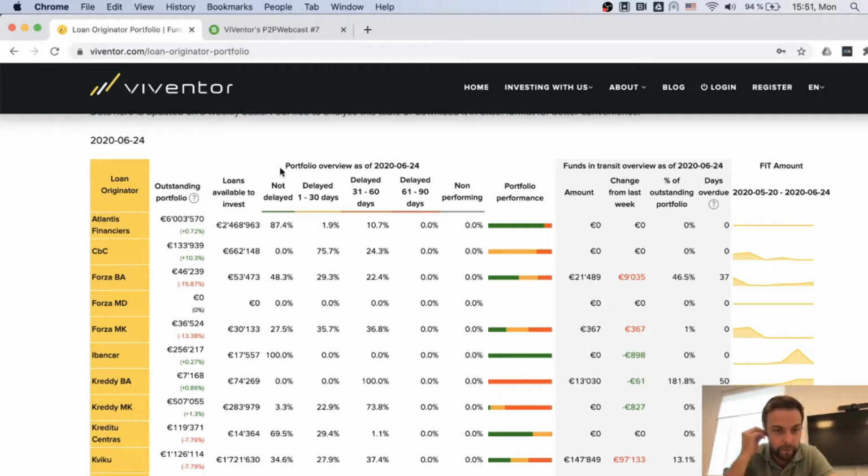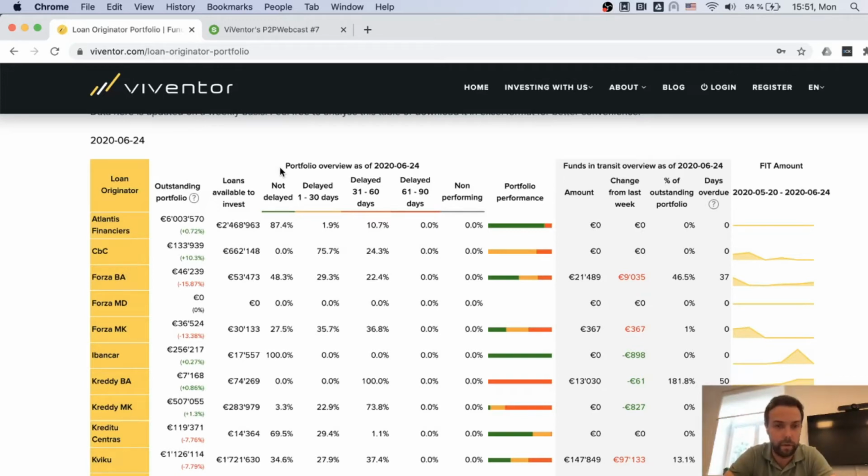But of course, when you have several loan originators to compare, you can make certain decisions and see which loan originators are more appealing to you. And it is also important to check what borrowing rates and investment rates each loan originator offers, and make your investment decision based on that as well.